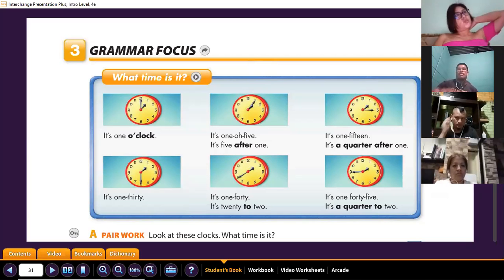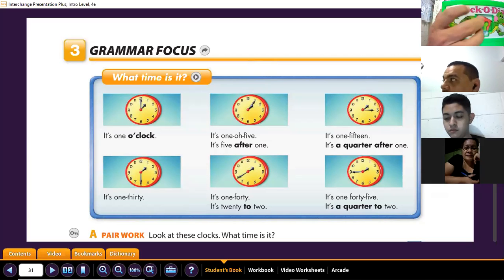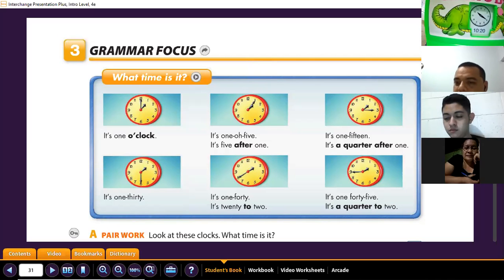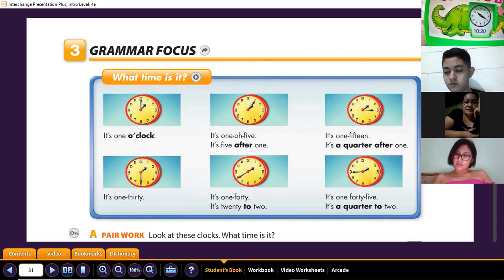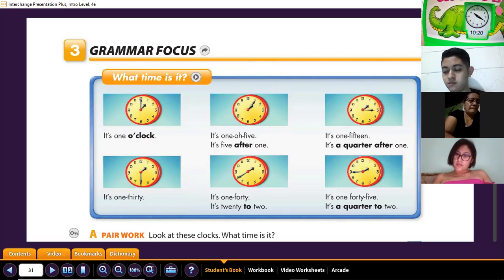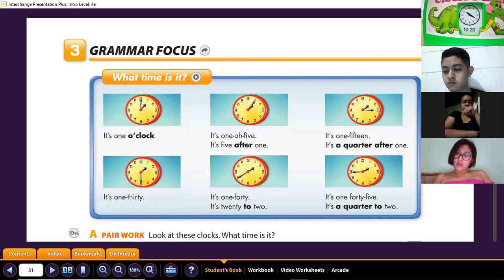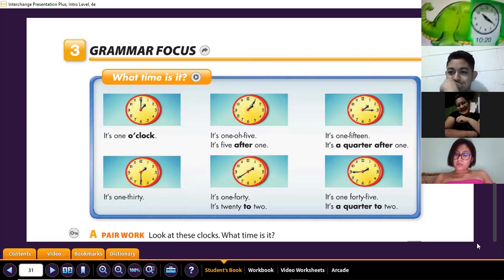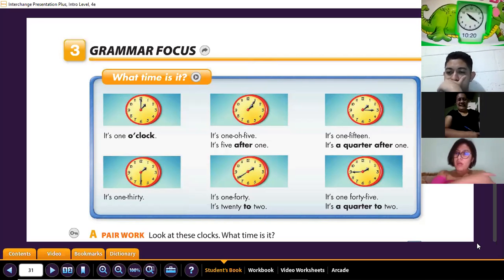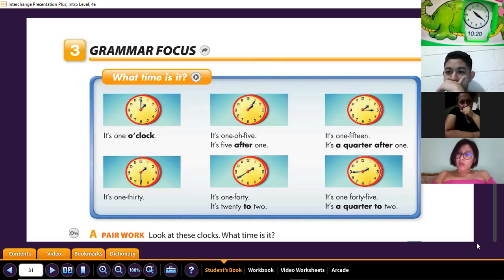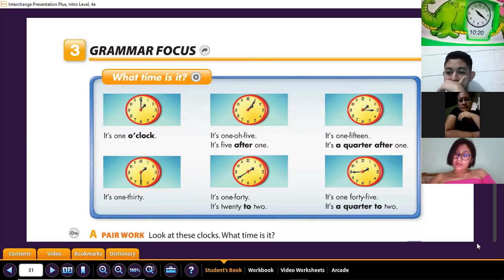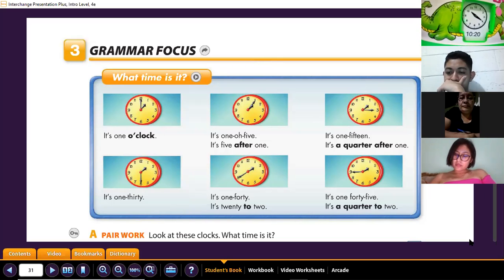Irving, tell me. What time is it? It's 10:20. Or 20 after 10. Very good. That's it, right? Teacher, can we also say 40 for 11? No, no, it has to pass the 30. After 30, huh? Okay. So it's 10:20 or 20 after 10. Good.